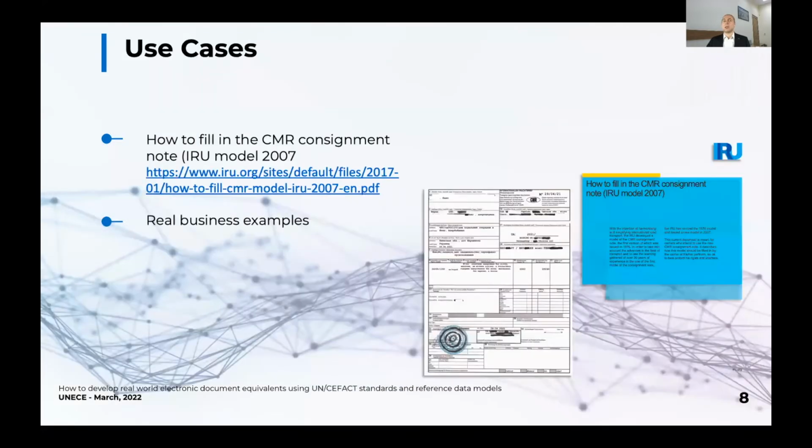Next step, use cases. The next step in the implementation of an electronic document is the analysis of business transactions in which this document is used. In terms of the CMR, the IRU, International Road Union, recommended procedure for filling out the document is given in the guidance how to fill in the CMR consignment note, IRU model 2007. You can have a look at the full text on the link provided.